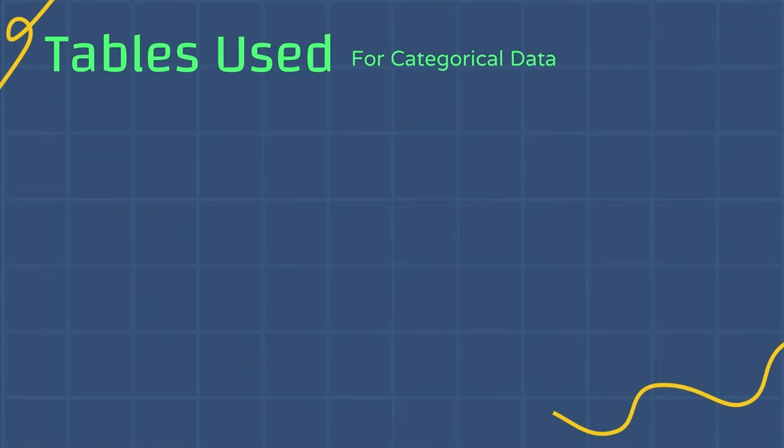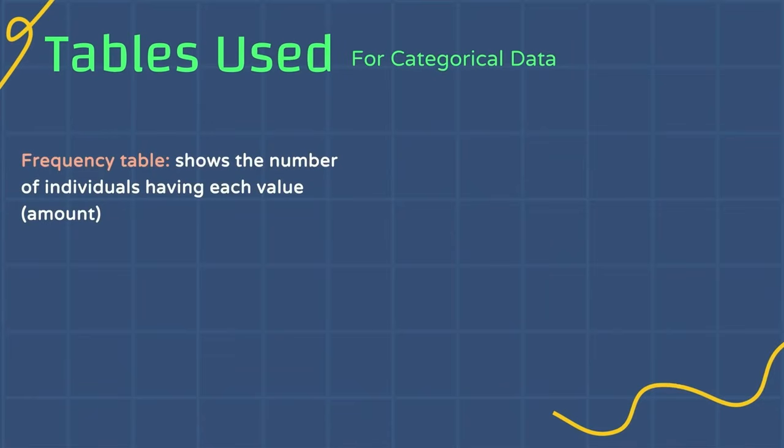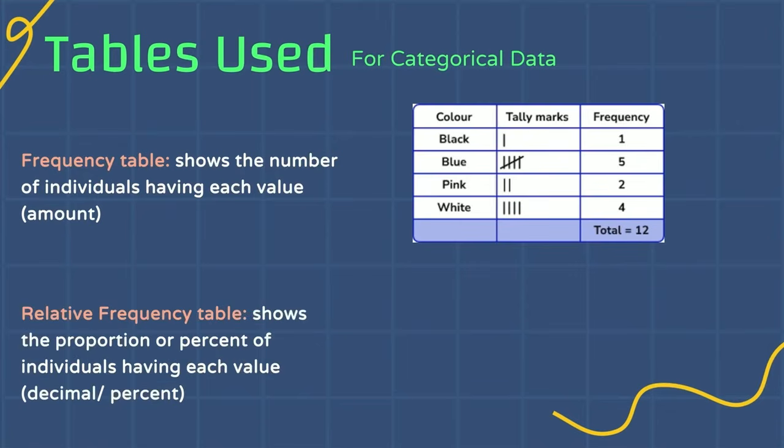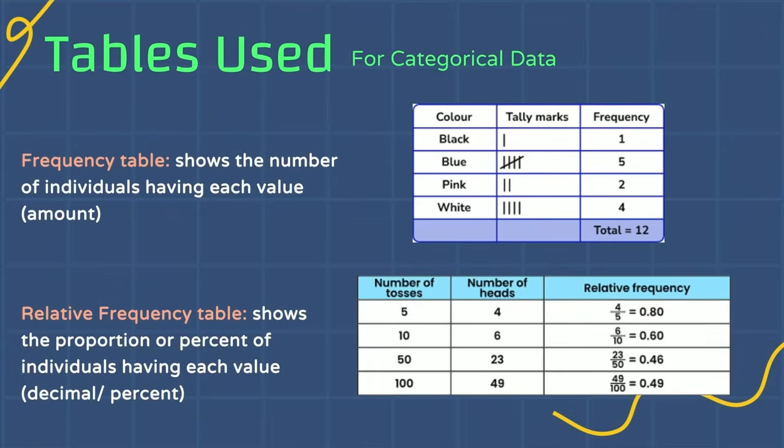So, tables used for categorical data. One of the tables are frequency tables, which show the number of individuals having each value. So we see for blue, there are 5, so the frequency would be 5, and so on and so on. Relative frequency shows us the proportion or the percent of individuals having each value. So it'd be a decimal or a percent, like we see here, which is basically what we did in the example before.